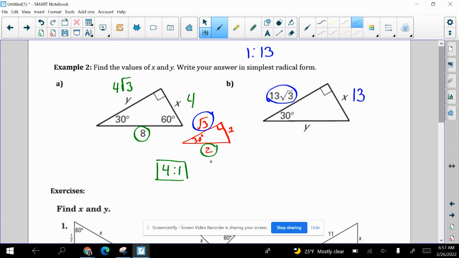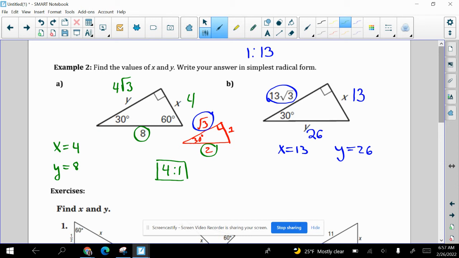And then 2, if I make it 13 times larger, would actually be 26. So in part B, x would be 13 and y would be 26. And then if I go back to this one, x would be 4 and y would be 8.